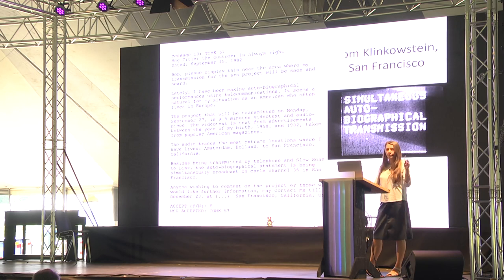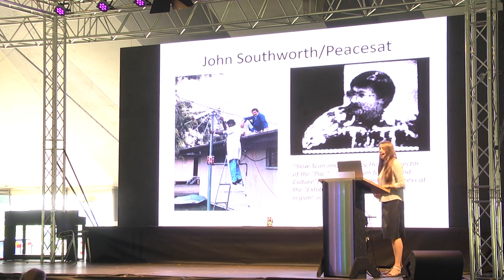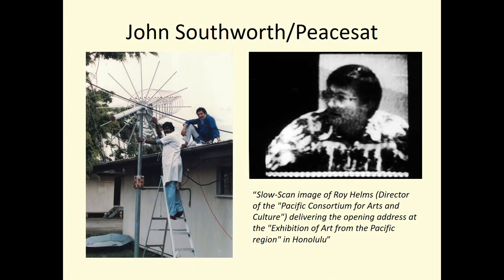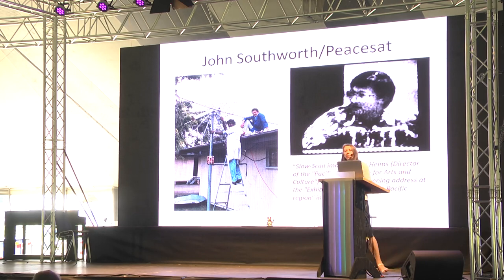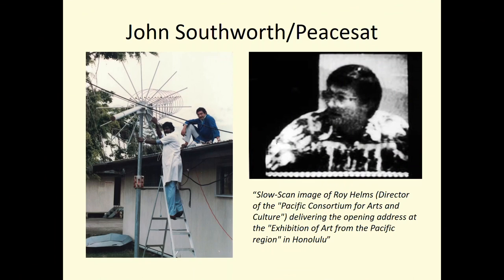So this is another bit that I have to check if that really happened. Then it was also connected to PSAT at very early stages. I think this project started in 1982. This was the way that the Pacific region islands would be connected before the internet was really established. They would have this satellite uplink. And there was an exhibition in 1982. Here you can see an exhibition of art from the Pacific region in Honolulu. This is a picture from the opening speech from the director, and it's presented through slow scan TV.